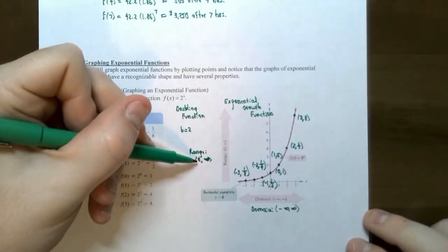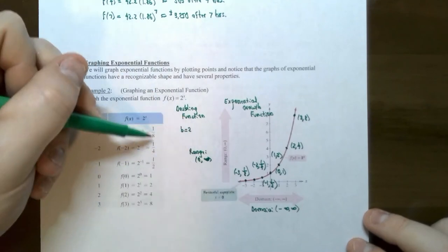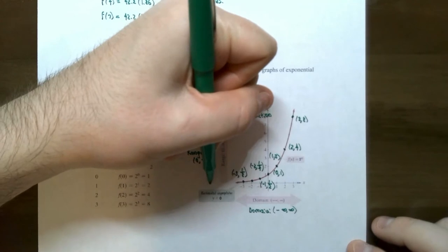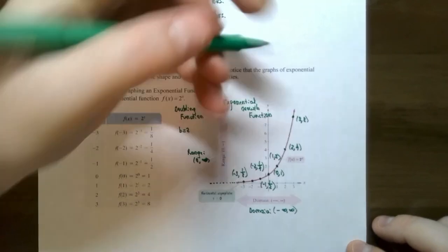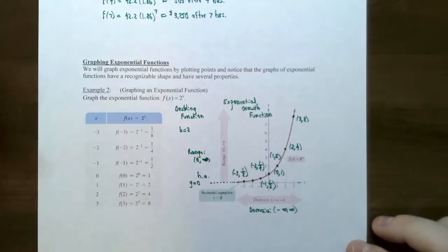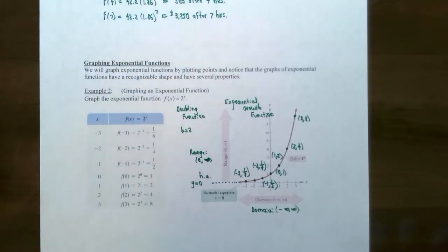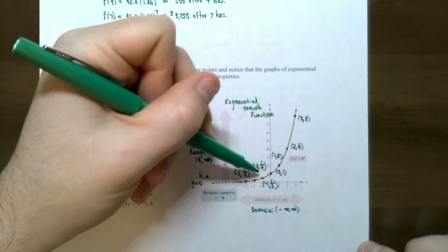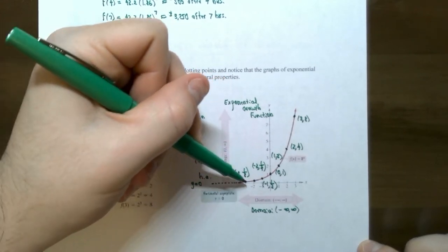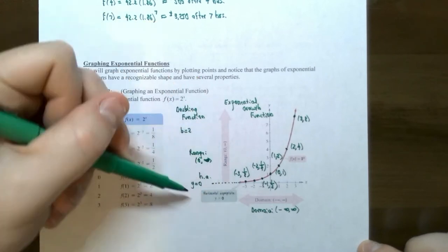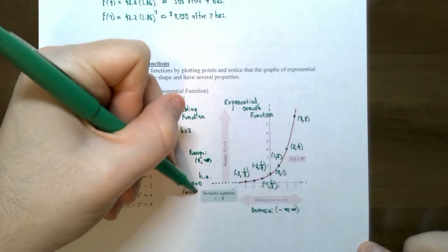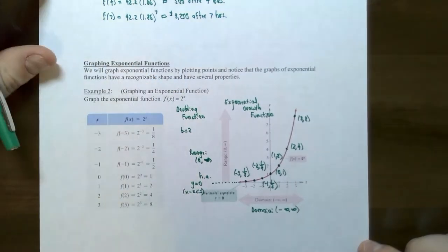Not including 0. You will never get 0 as a y value, because it turns out it is a horizontal asymptote. y equals 0 is a horizontal asymptote. And we saw asymptotes in the previous chapter. If your function approaches a value but never actually gets to it, and it will never get to y equals 0, it will never get to the x-axis. It's a horizontal asymptote.